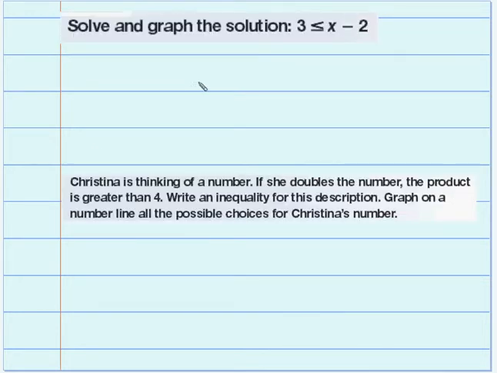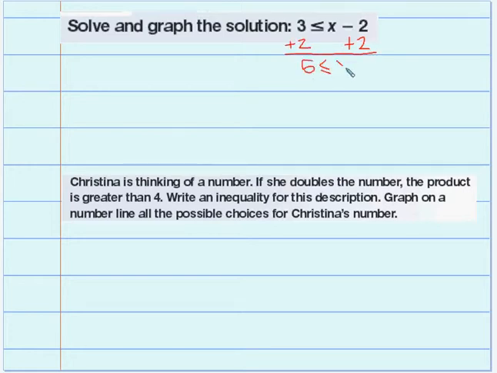Okay, here's another example, and we're going to work this one the exact same way. So if you feel brave enough to try it, pause the video and come back and see if you got the right solution. So we're going to solve and graph. So instead of rewriting this, I'm just going to write my inverse operations underneath here. So I have the variable x, and I'm subtracting 2, so I would add 2 to both sides.